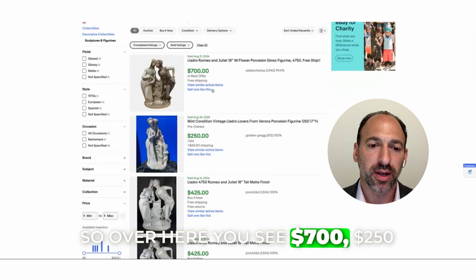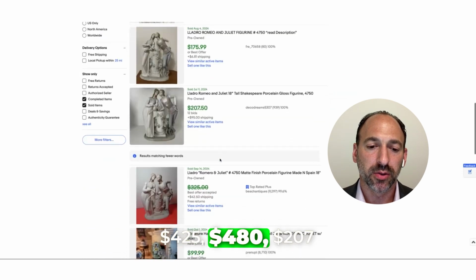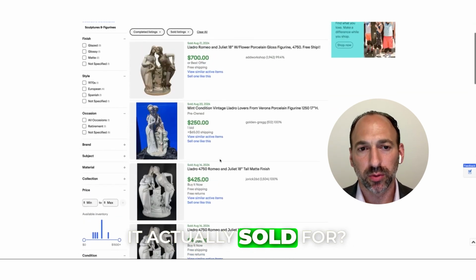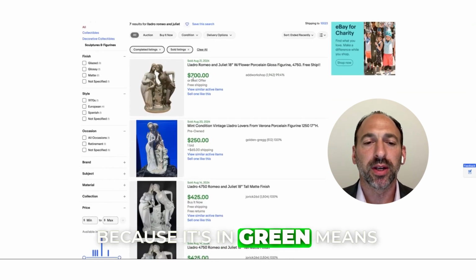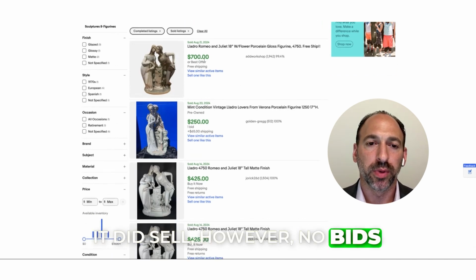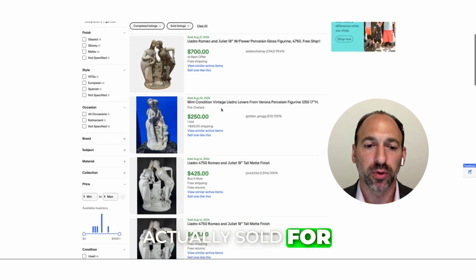So over here you see 700, 250, 425, 480, 207. What is the right number that it actually sold for? Because it's in green means it does sell. It did sell. However, no bids. They took the best offer. You will never know what it actually sold for.